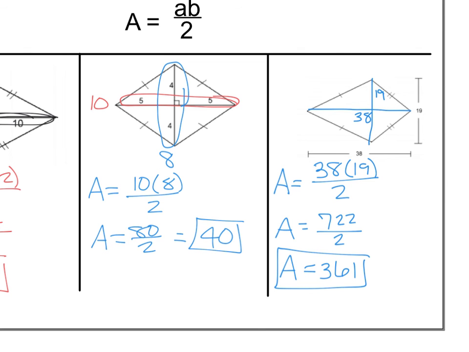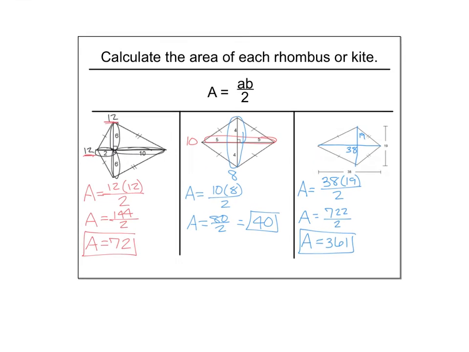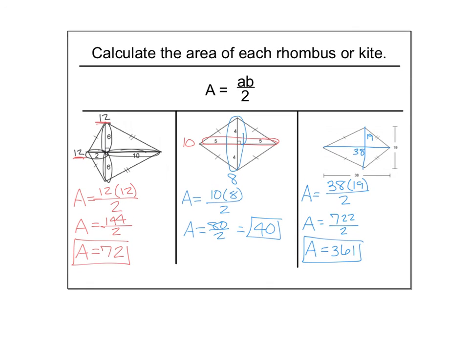So again, it does not matter if you're talking about a rhombus or a kite. The formula is the same. We take our total diagonal times the other total diagonal and divide by 2.